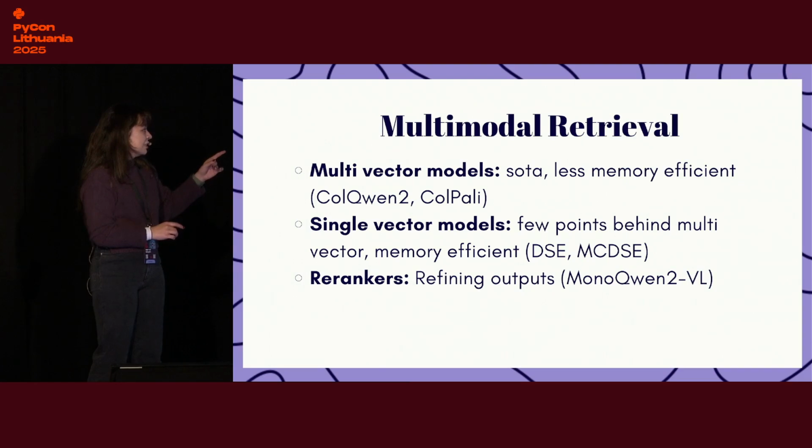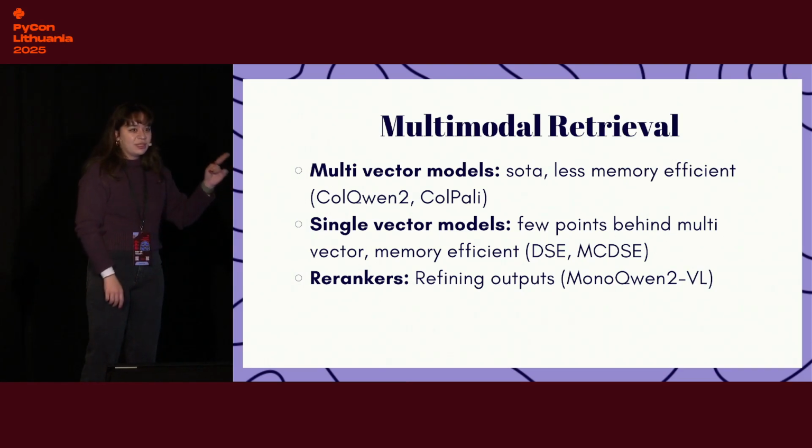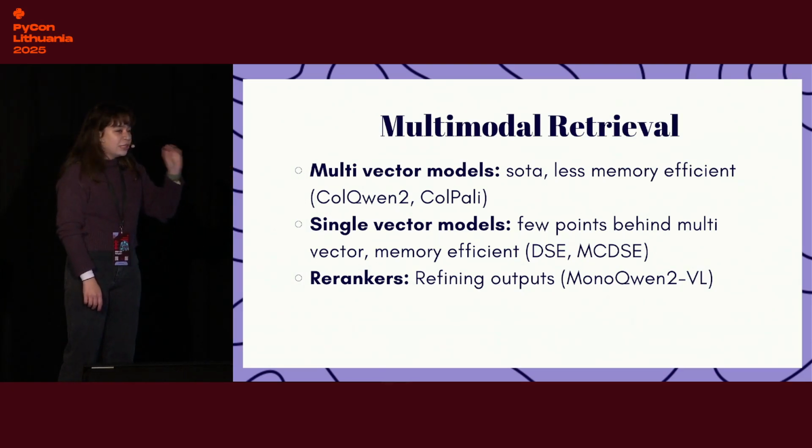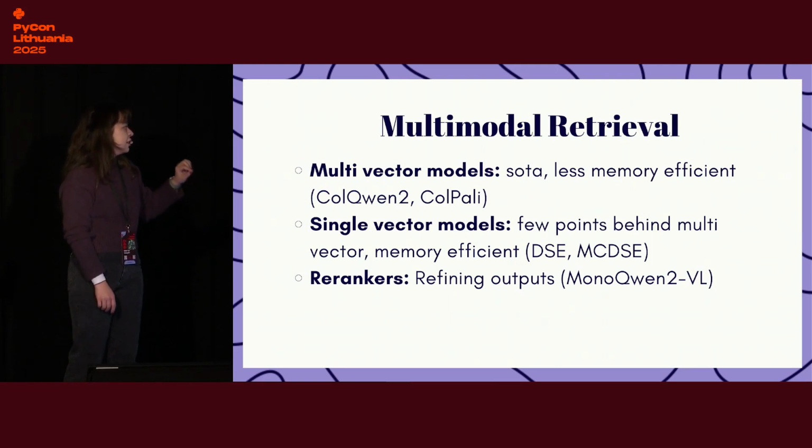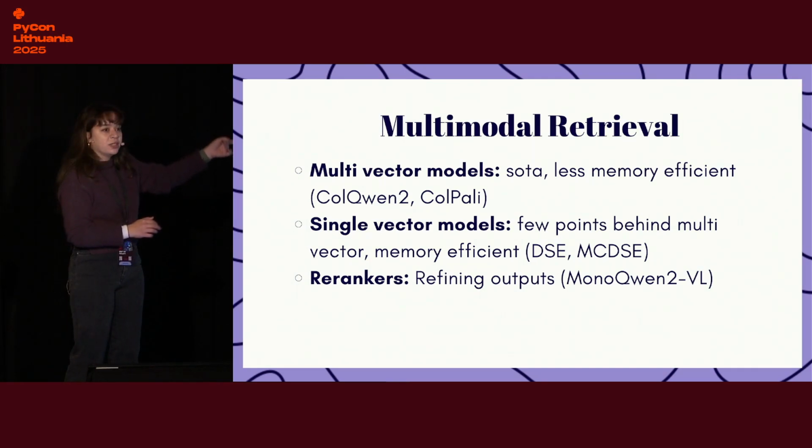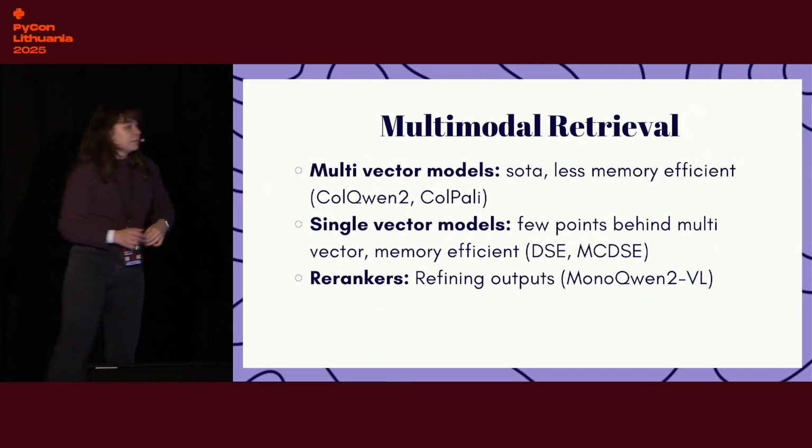The second one is single vector models. It's called DSC. They are only a few points behind in benchmarks, but they are very memory efficient. You can make them even more memory efficient if you wanted to. And then there are re-rankers, which are separate from the above two. Re-rankers are basically refining the outputs of the above models, the retriever models.